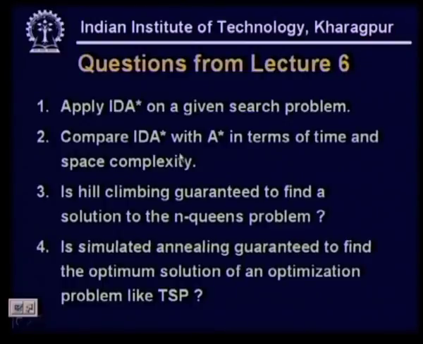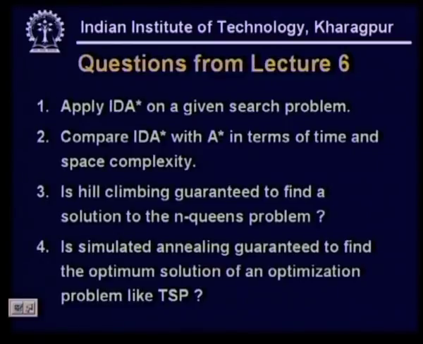You have to compare IDS star with A star in terms of time and space complexity in general. So, you compare the characteristics of A star with IDS star in terms of time complexity and in terms of space complexity. That is the second question.